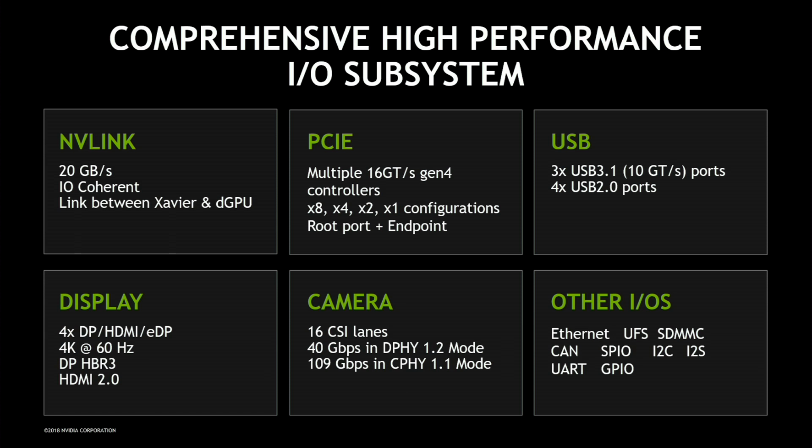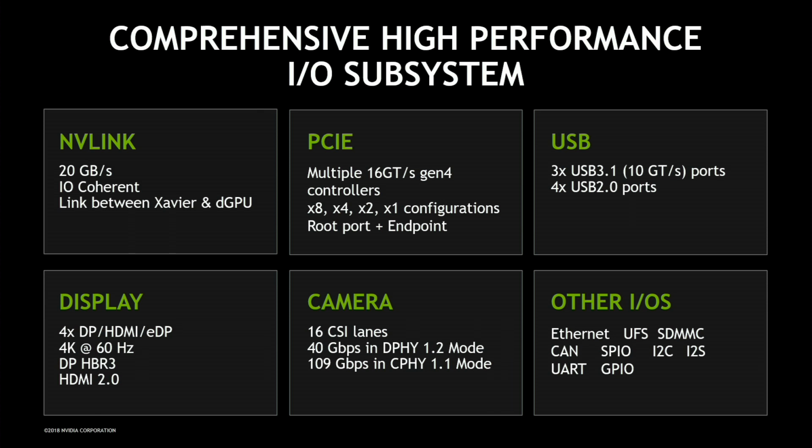The next thing we did, PCIe, we built Gen 4. So 16 gigatransfers per second, Gen 4 controllers, and we support up to a x8 lane width. So we have a variety of configurations, x8, x4, x2, x1. And not only did we add the usual root port, but we added an endpoint mode. The goal of the endpoint mode is that we can now take 2 Xavier chips, connect them together over PCIe, and communicate with each other. Before, that would have required an extra chip for us, a PCIe switch or something. So a lot of improvements there.